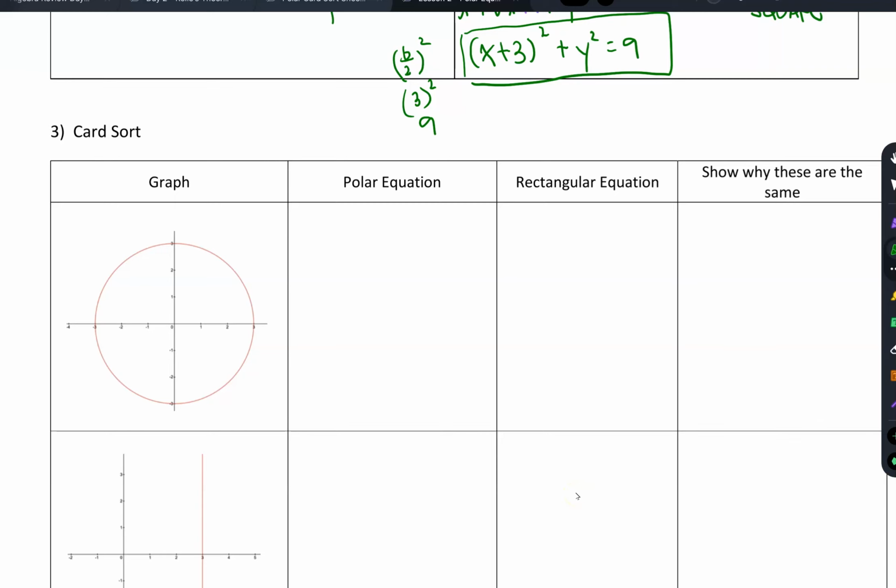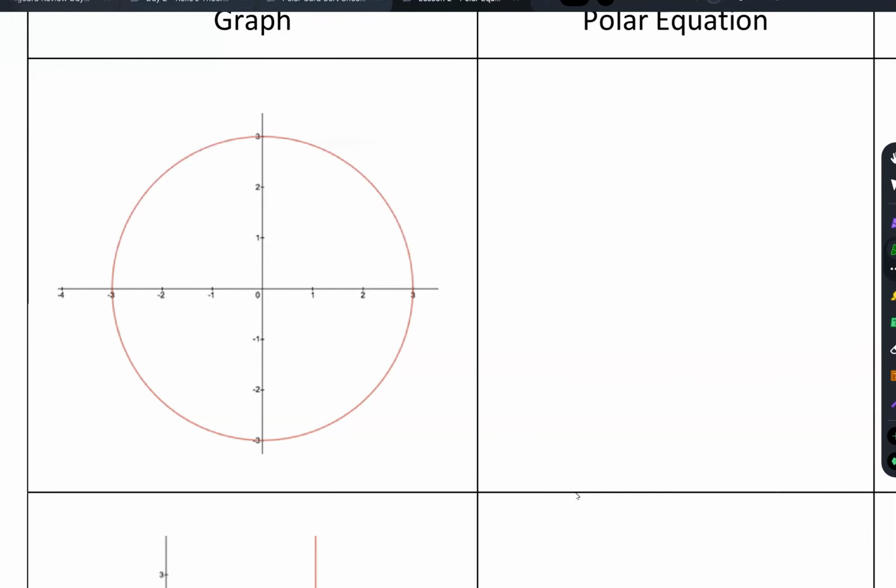Okay, so let's look here. If I wanted to match the graph to a polar equation and a rectangular equation, let's zoom in a little bit on this graph. I'm going to start with the circle.